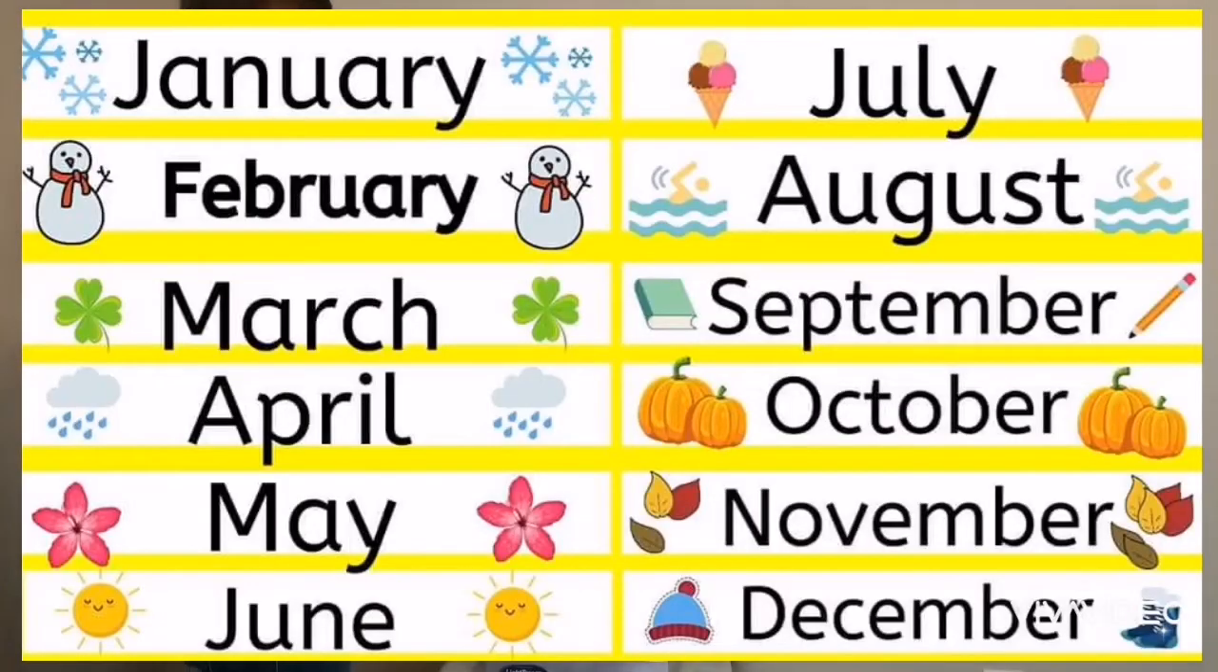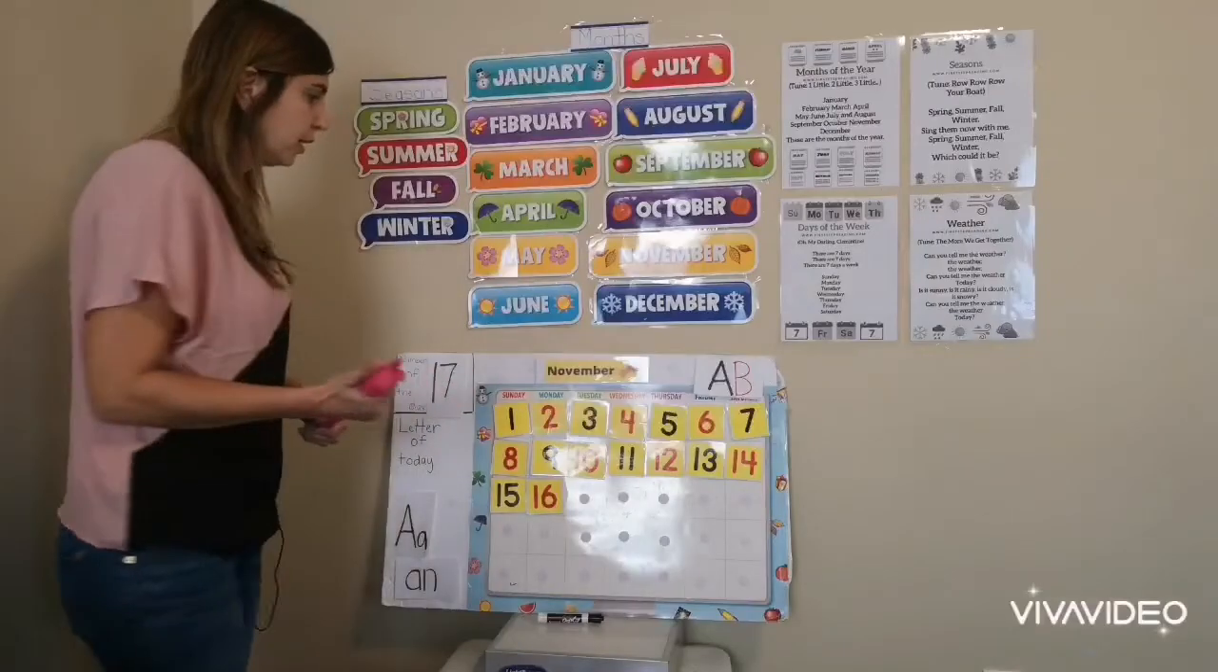We're going to start with our month of the year song. January, February, March, April, May, June, July, and August, September, October, November, December. These are the months of the year. There are 12 months in the year.